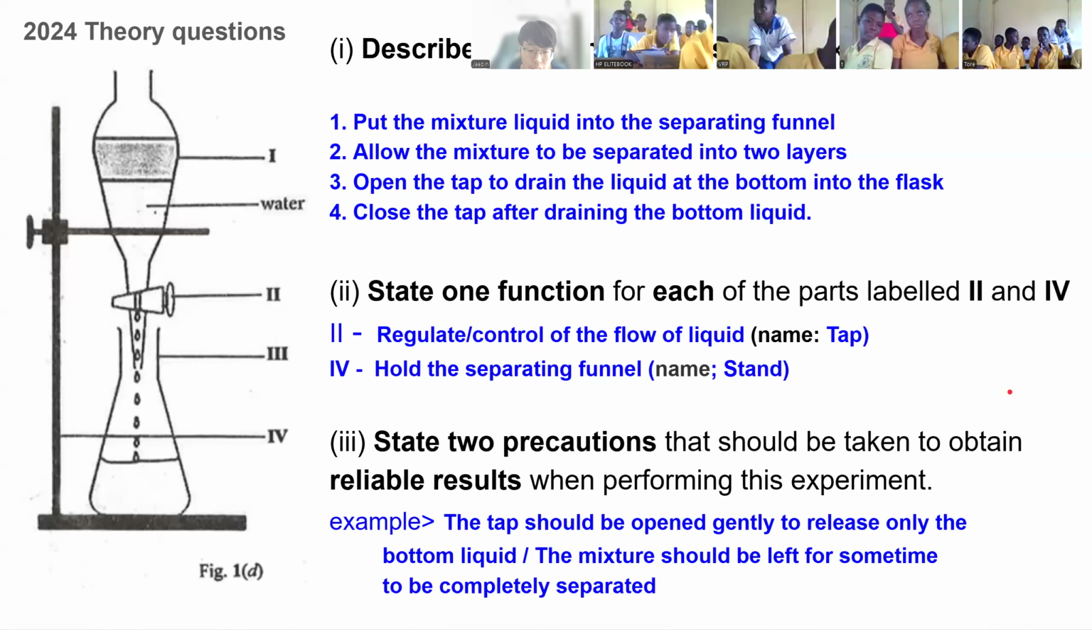Third question is to state 2 precautions that should be taken to obtain reliable results. So the possible examples you can say, for example, the tap should be opened gently, or the mixture should be left for some time to be completely separated. Those are just 2 examples of things you can keep in mind when doing this experiment.